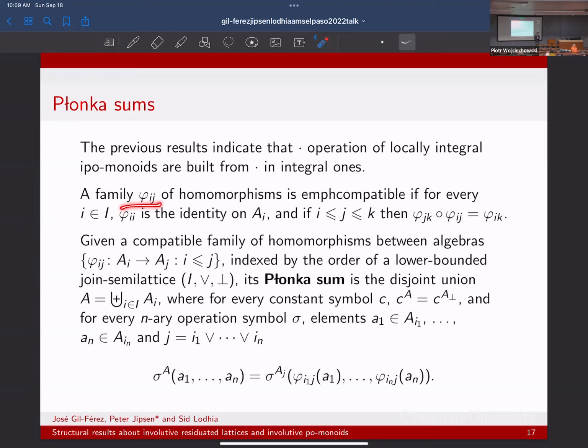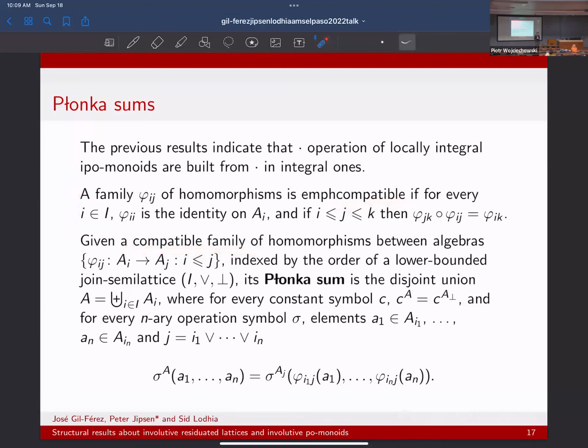A family phi_ij of homomorphisms is compatible if for every i in capital I, phi sub i is the identity on the ith component, and if i is less than j less than k, then there has to be a nice composition between these homomorphisms. So the components are connected by certain homomorphisms, then we call them a compatible family. So this compatibility is defined right here.